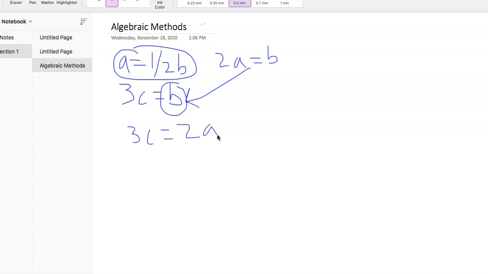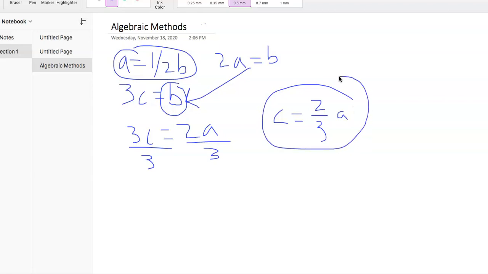It's the same thing. Okay, and then from here, solving is pretty simple, right? Because they asked for c in terms of a. So c equals some fraction a. All right, divide each side by 3, so we can get c by itself. C equals 2/3 a. There we go, right there.